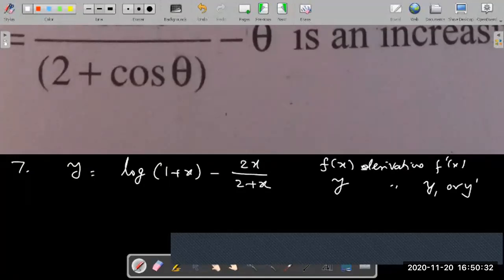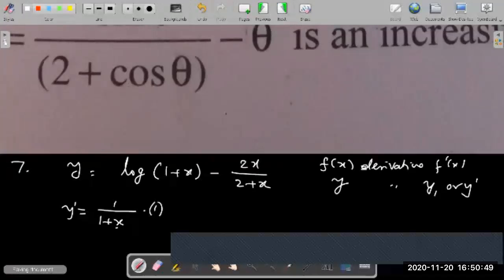That's why I will be using y dash equal to, for log, differentiation is 1 by 1 plus x, and by chain rule the differentiation of the inside is 1 only, minus, now for 2x by 2 plus x I have to use the u by v rule. If you remember that, it is u dash v minus u v dash divided by v squared. So I'm using that, with 2 plus x whole squared.